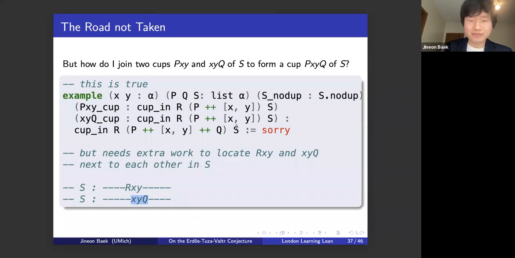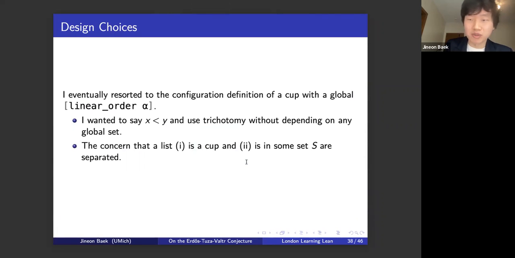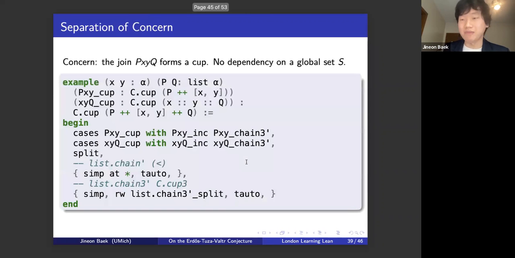So with this, it's still workable, but I eventually resorted to the configuration definition for 2 reasons. First, I wanted to say that Y is on the right side of X, Y is greater than X, and use trichotomy a lot without depending on any global set. And the second is that I felt the concern that a list is a cap and the concern that it is in some set S are 2 different things. And I thought that the alternative definition had those 2 combined. So I thought it would be better to have them separated. So this is what I came up with.